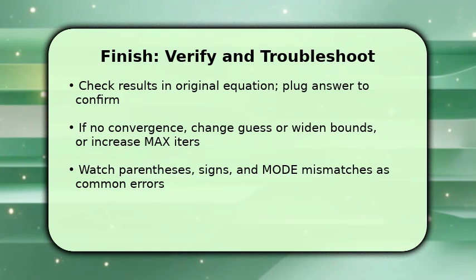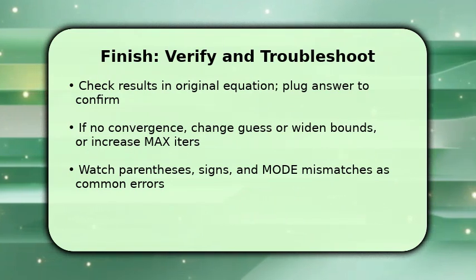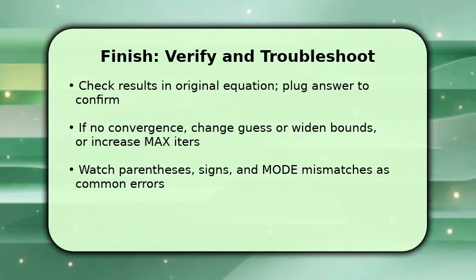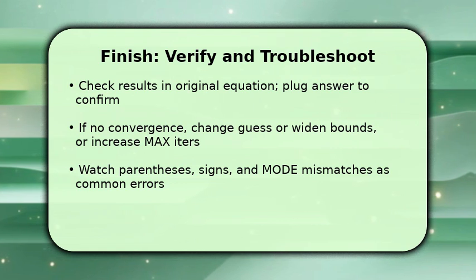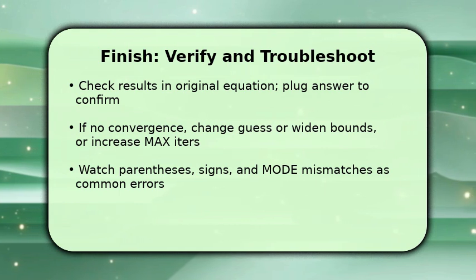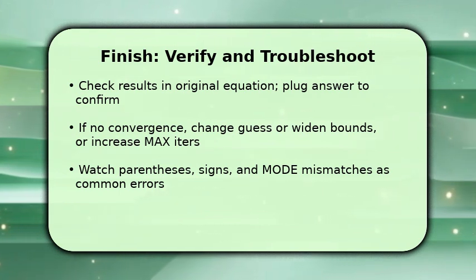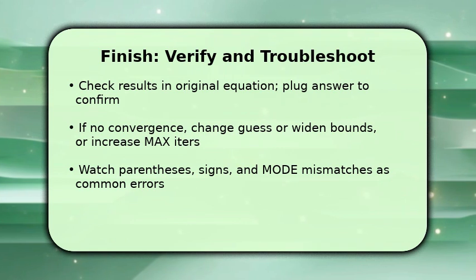To finish, verify the solution by substituting it back into the original equation on the calculator or by plotting both sides to confirm equality. This confirms correctness. If the solver fails to converge, try a different initial guess, widen bounds, or increase iteration limits.